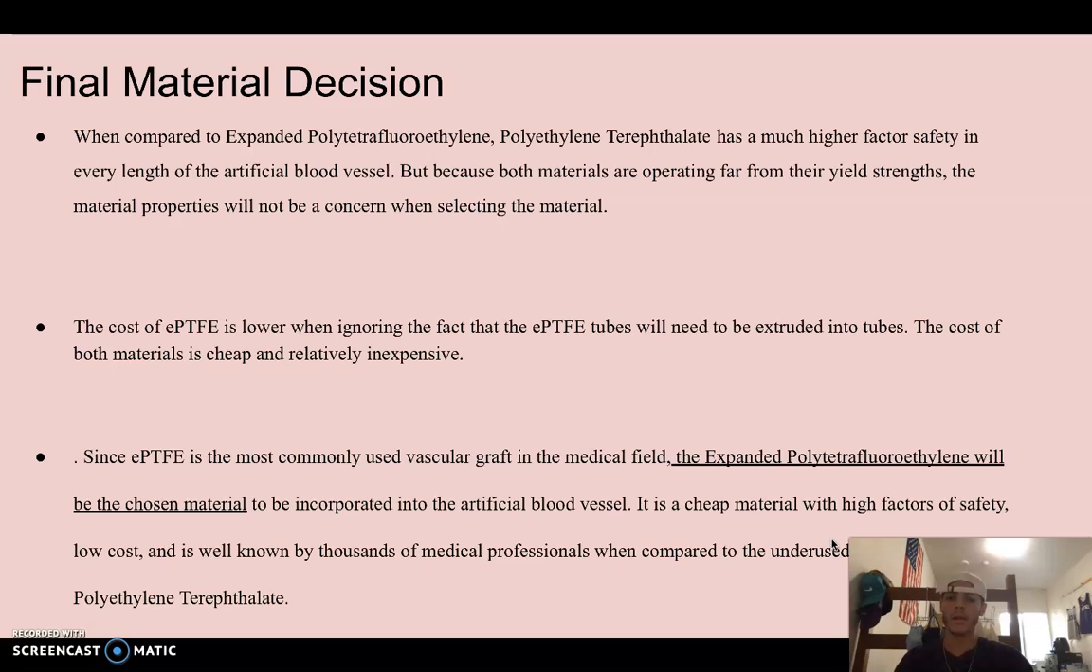So I think that the expanded polytetrafluoroethylene is the best choice to be incorporated into the blood vessel due to being safe, having a high factor of safety. It's cheap, the low cost, and it's well known by thousands of professionals that use it every day. So the expanded polytetrafluoroethylene is the chosen material.